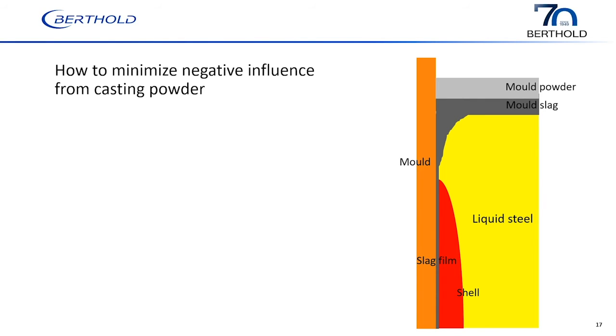So how to minimize the effect from casting powder on the mold level signal? First, we have a picture here on the right. This is the mold wall. Between the mold wall and liquid steel, we have a slag film that is molten casting powder that melts and goes down here. And on top of that, we have mold powder. And in here we have liquid steel.